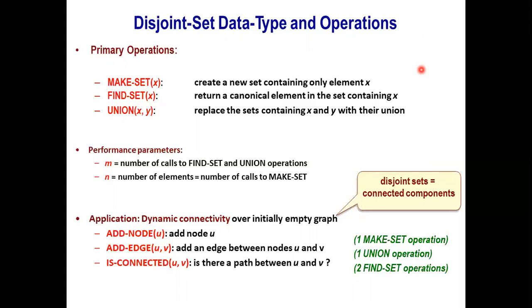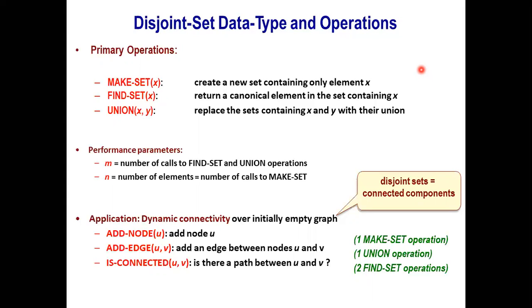So what will be the performance parameters for the connected component? There are mainly two performance parameters: one is m, another is n. m denotes the number of calls to find set and union operations, that is, how many times the find set and union set functions are called, and n is the number of elements, the number of calls to make set. That defines how many times make set is called and how many elements there are. So there are two different parameters we are using.